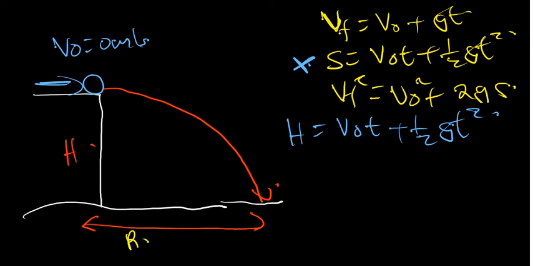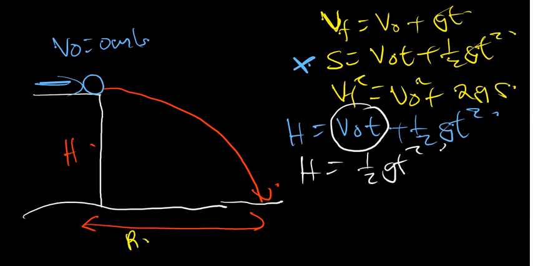Now from here, what I want us to understand is that we are going to throw the ball from the top of the building with an initial velocity of 0 meters per second, meaning that the whole of this part here is going to be 0. So our formula is going to be H is equal to half GT squared. This is going to be our formula which is going to help us to find the height of the building.